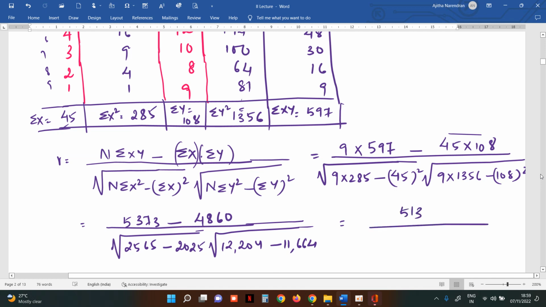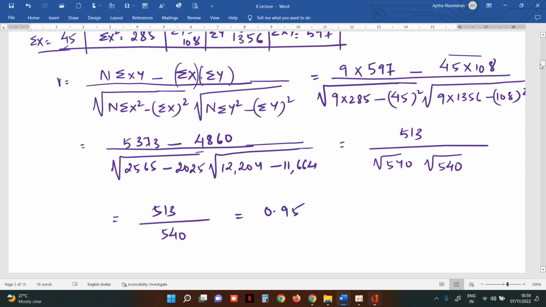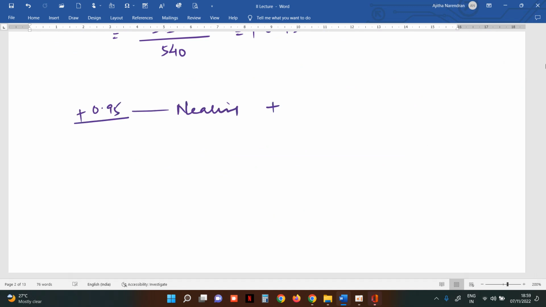513 divided by root over 540. You have deducted it. Again root over 540 into root over 540, which means it is the square root of 540. So when you solve this problem, your answer will be 0.95. As I have already told you, it is 0.95 and it is coming in plus. Plus means it is near to 1. This 0.95 value is positive and it is nearing plus 1. Which means this is positive, a high degree.